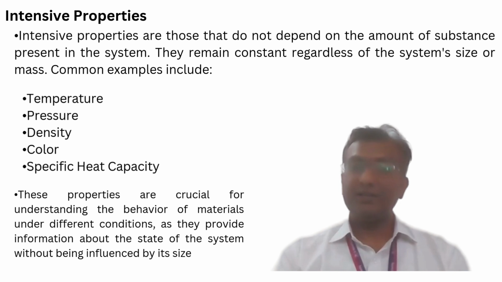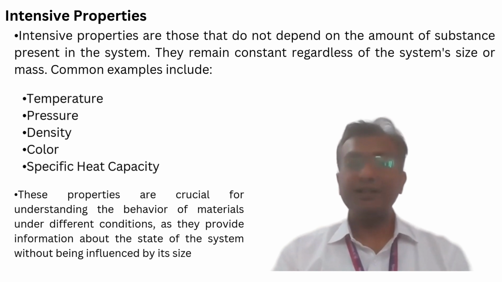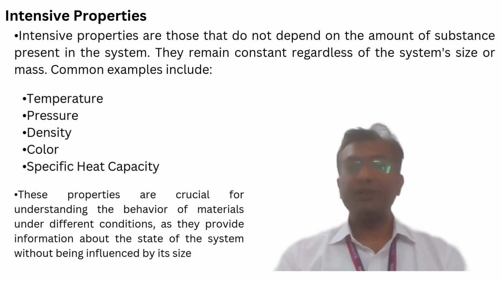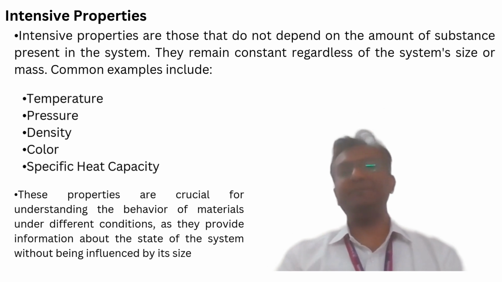To make this clear, let's look at some key examples. First one is the temperature. Imagine a cup of water heated to 50 degrees centigrade. Now picture a bathtub filled with water also heated to 50 degrees centigrade. Even though the bathtub contains a vastly greater amount of water, the temperature in both cases is the same. Therefore, the temperature is an intensive property.